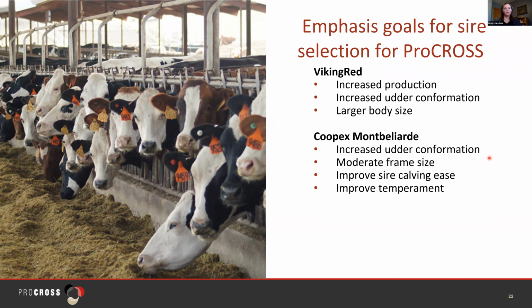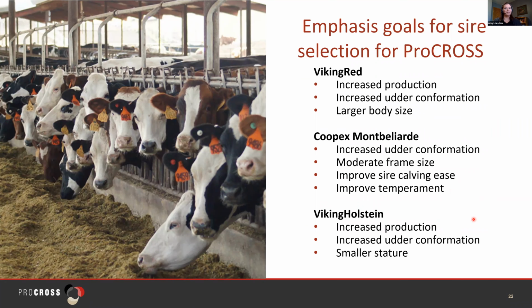On the Montbéliarde, we tend to steer our farmers towards, again, increasing udder conformation, moderating the frame size, and by that I mean we try to steer away from bulls that are extremely small and bulls that make cows extremely large. Neither of those are desirable. Within the Montbéliarde breed, we particularly keep an eye on sire calving ease and stay away from the poor calving ease bulls, and then improving temperament scores.